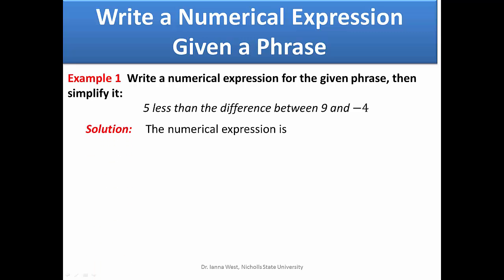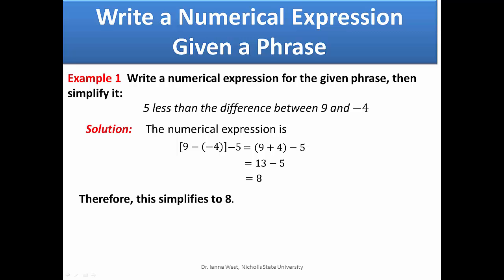So our numerical expression is 9 minus -4, and we subtract from that 5. Using the order of operations, we get 9 plus 4 minus 5. Again, using the order of operations, we get 13 minus 5, which gives us 8. Therefore, this simplifies to 8.